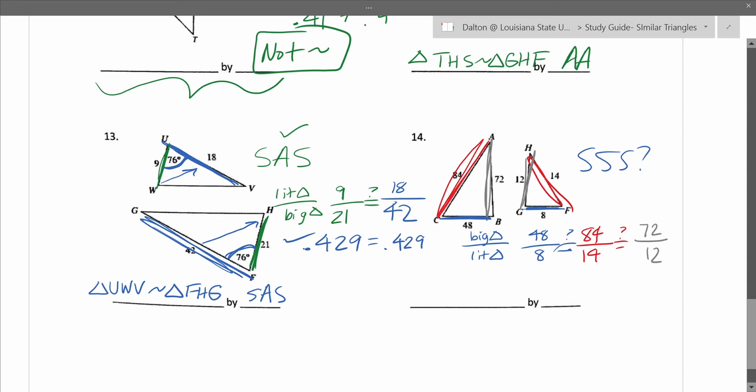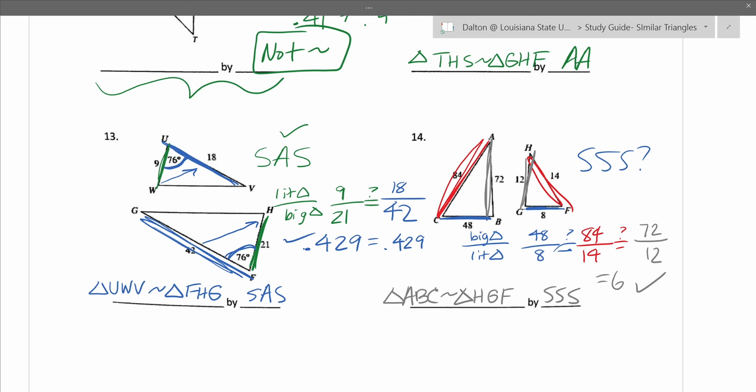And in your calculator, you will divide those 3. 48 divided by 8, 84 divided by 14, and 72 divided by 12. And you're actually going to get that all of those equal 6. So if they all equal the same number, they are proportional. So we can go ahead and claim that triangle ABC is similar to triangle HGF by SSS. So the key is to list out what information you have, and anytime that you want to use sides, you have to prove that the sides are proportional to each other.